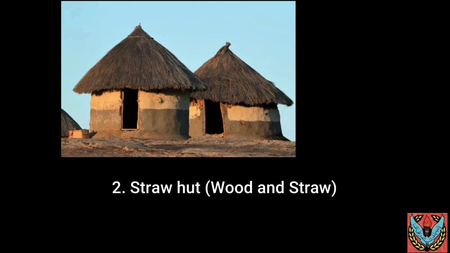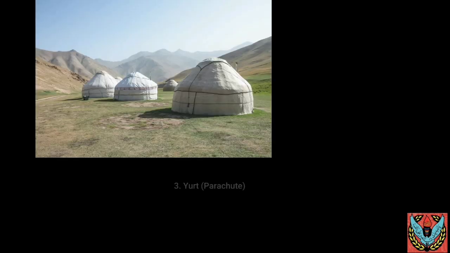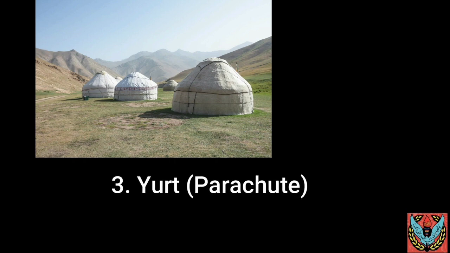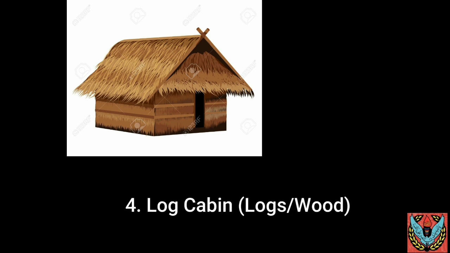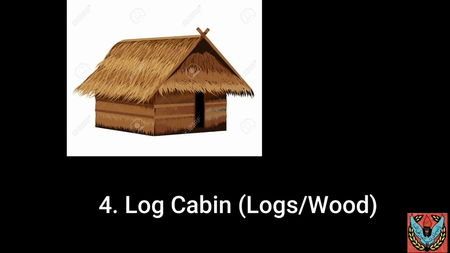Second picture is a straw hut. It is made up of wood and straw. And the third picture is a yacht. It is made of parachute. Last picture is a log cabin. It is made of logs and wood.